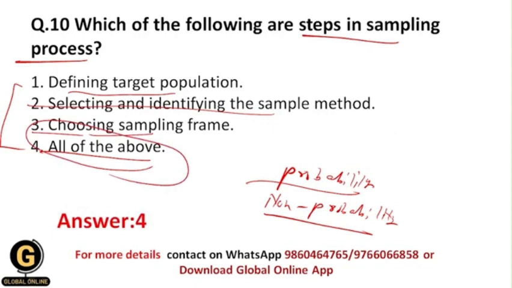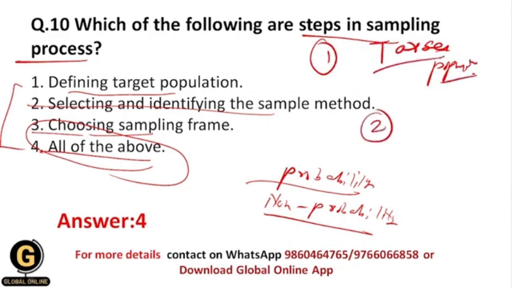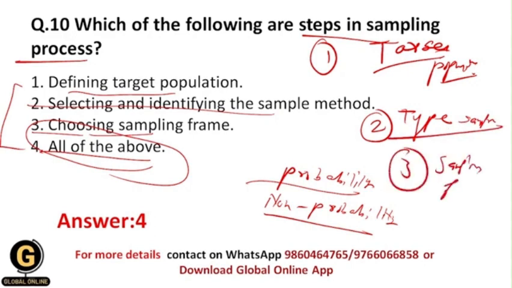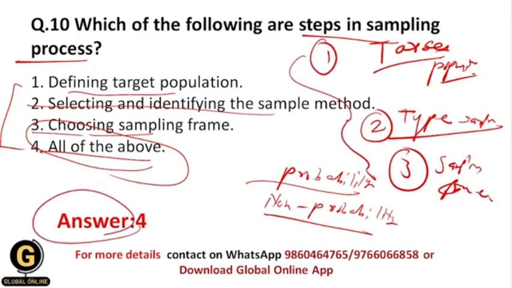Okay, so let us see step by step what are the different steps in sequence in sampling process. So first of all, you need to define the target population. What would be your target population? Okay, then you need to decide exactly what type of sampling method you are going to use, whether probability sampling method or non probability sampling method. Then select or choose the sampling frame. Okay, so these are basically the steps in sequence in sampling process. That's why your correct answer should be 4.